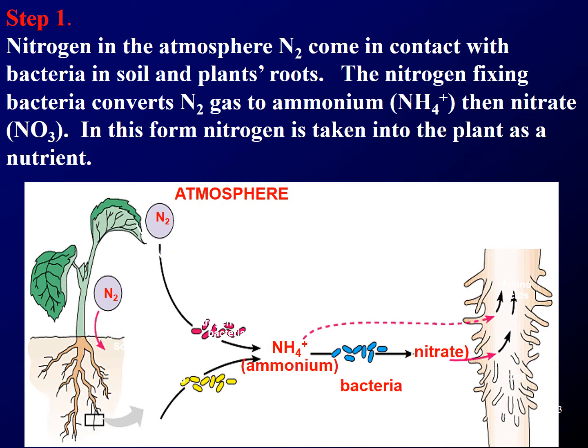Let's take a closer look at the nitrogen cycle. Step 1. Nitrogen gas in the atmosphere comes in contact with special bacteria located in the roots of legume plants. These nitrogen-fixing bacteria convert the nitrogen gas to ammonia. Then the ammonia is further converted to the nutrient nitrate. This is the form in which plants are able to take the nitrogen in as a nutrient. At this point, the nitrogen enters the food web.